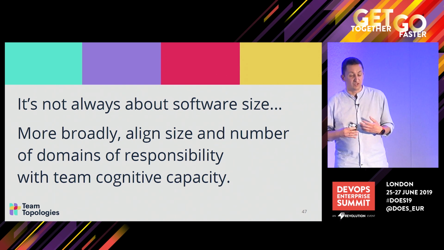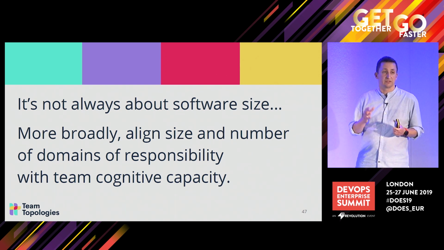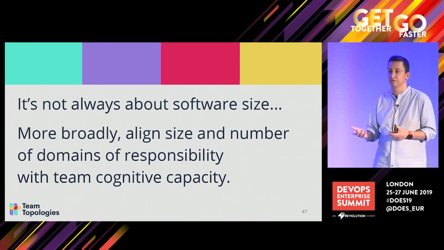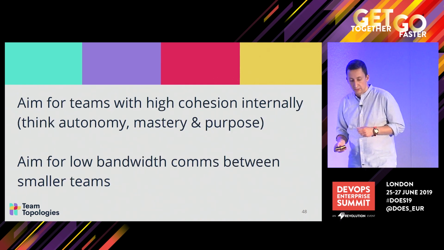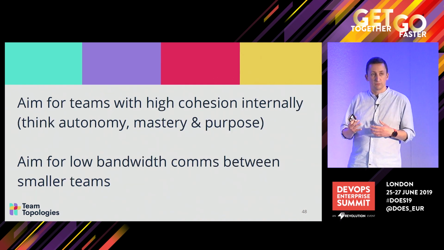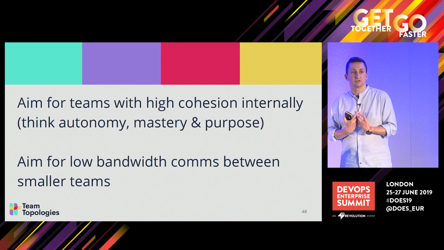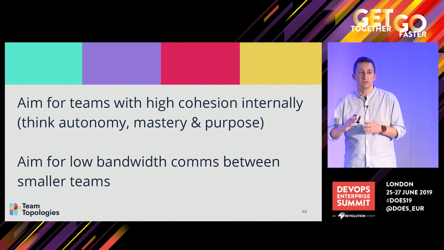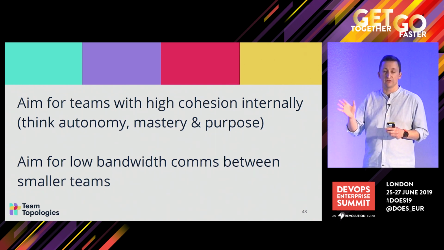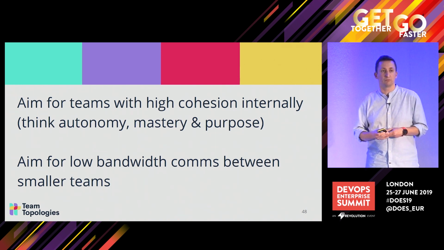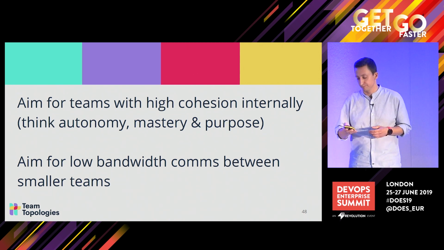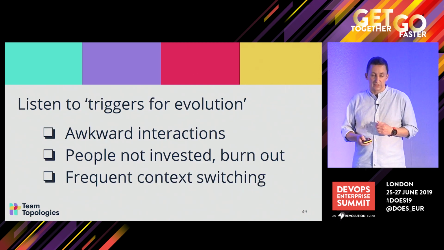So the key is that it's not always just about software sides, but actually aligning the number and complexity of the domains that the team is responsible to their cognitive capacity. And if you aim for this kind of pattern with smaller teams with high cohesion internally, high communication internally, and shared purpose, and then you need some synchronization with other teams, but that can be much lower bandwidth, so you don't need to be communicating across all teams all the time. That can work quite well.